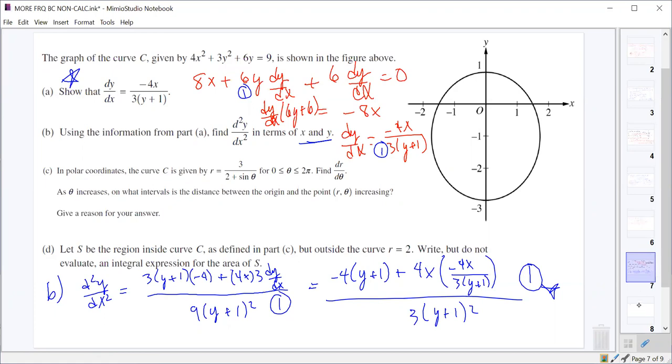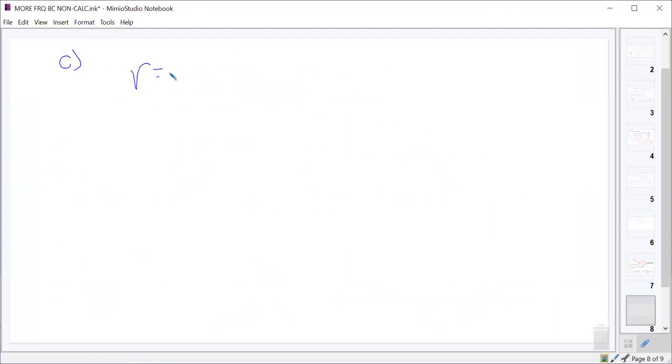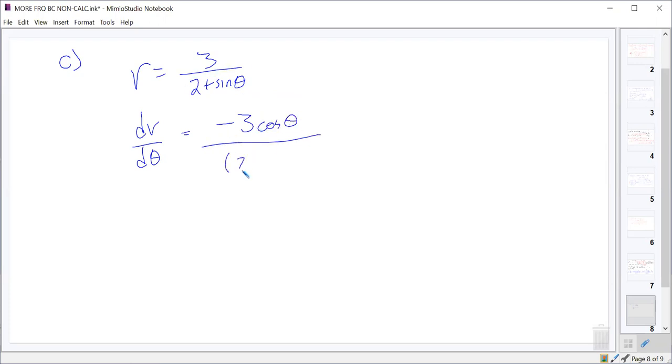So if r, what was it, 3 over, is it 2 plus sine theta? Dr d theta, that's just the reciprocal rule if you want, or you can just use the quotient rule. But if you use the reciprocal rule, it's just negative 3, put the negative out in front, times the derivative of the denominator, which is cosine theta, over the denominator squared. So there's dr d theta.